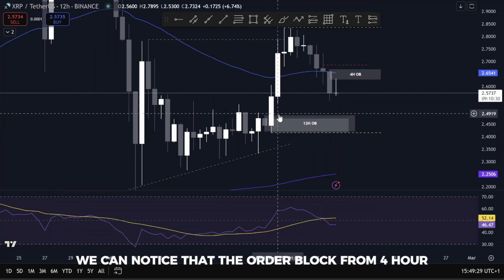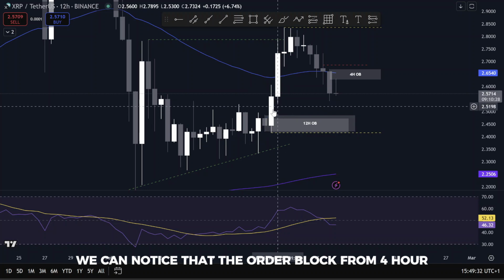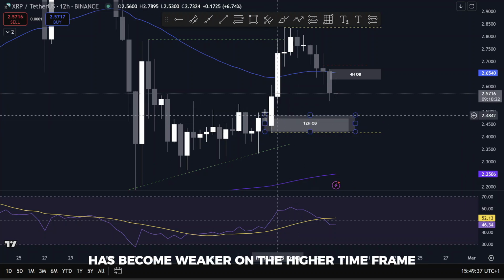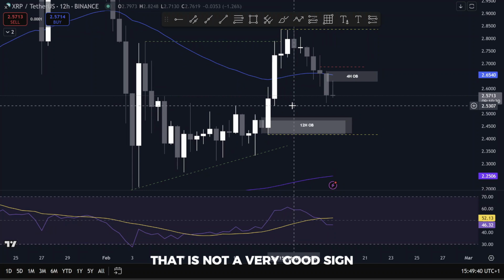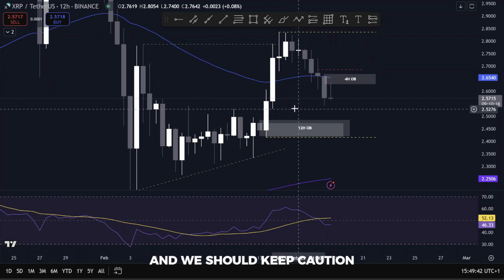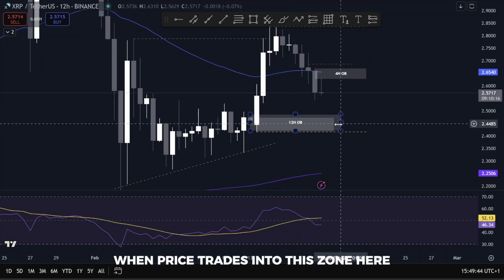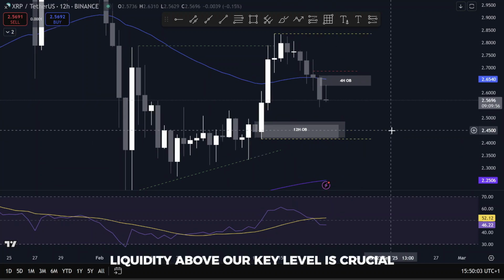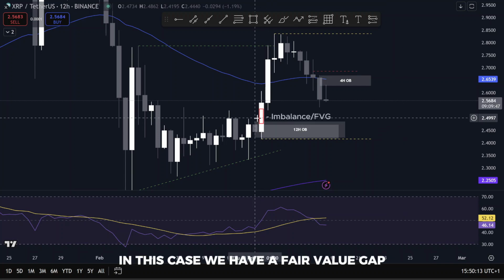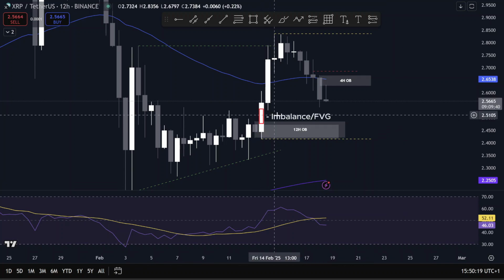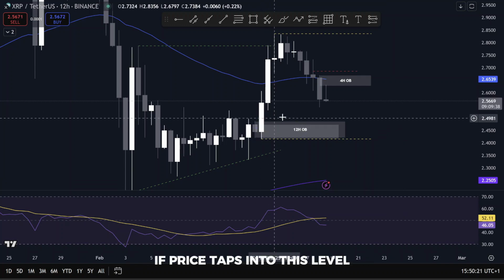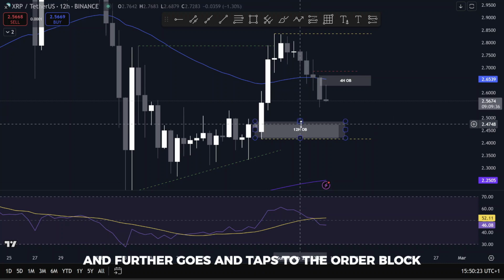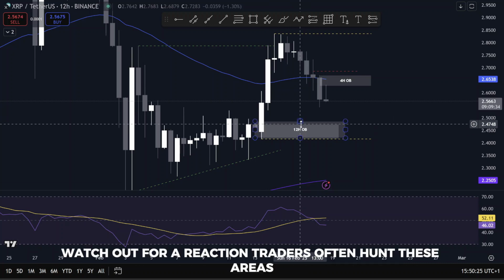We can notice that the order block from the 4-hour has become weaker on the higher time frame. That is not a very good sign, and we should keep caution when price trades into this zone here. Liquidity above our key level is crucial. In this case, we have a fair value gap. If price taps into this level and further goes and taps the order block, watch out for a reaction. Traders often hunt these areas.